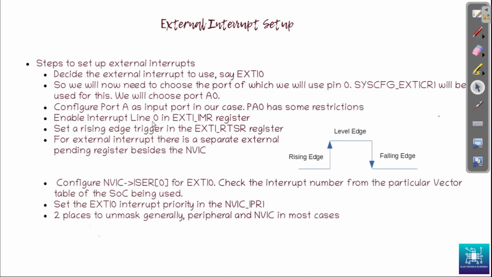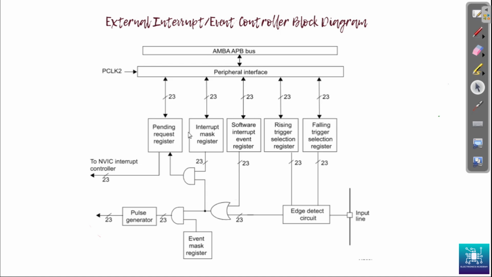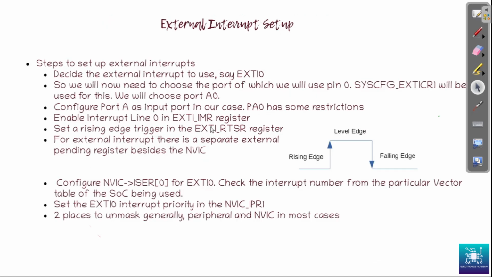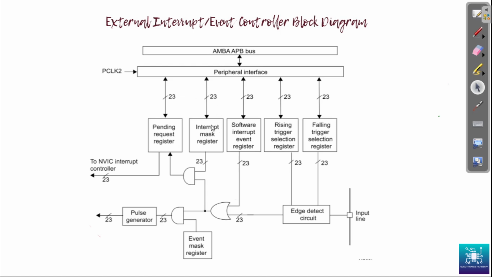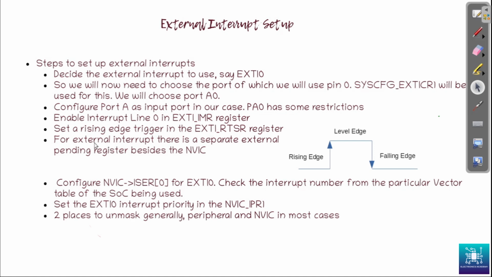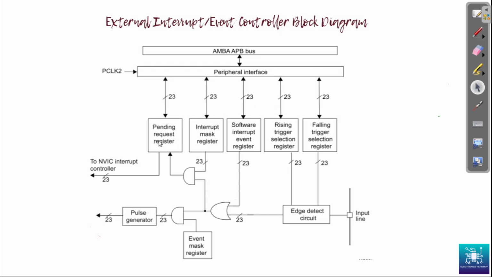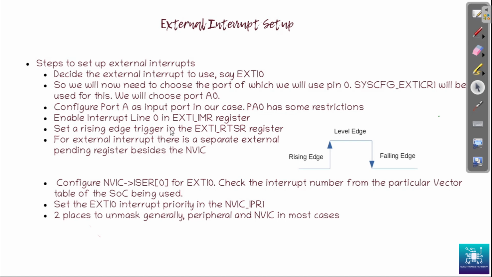We'll have to enable the interrupt line 0 in the EXTI IMR register. We have to set a rising edge trigger in the EXTI RTSR register. So EXTI IMR register enable interrupt line 0 would be unmasking the interrupt actually. Okay, so it is the interrupt mask register. So we'll have to enable the interrupt line 0 here, the interrupt mask register that we saw. And then for external interrupt, we have this pending request, which is separate from the NVIC pending request. And this is how it is.